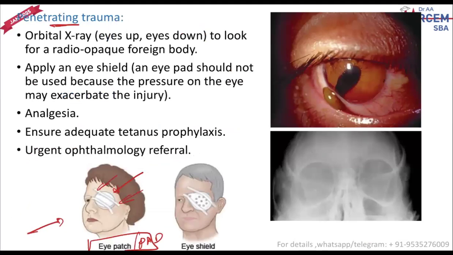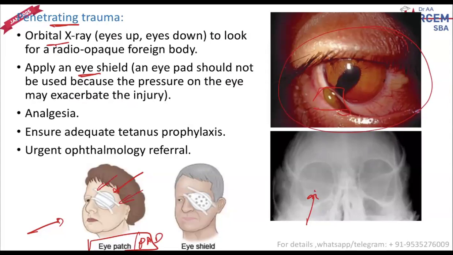Penetrating traumas. In high velocity penetrating traumas, sometimes if you get an X-ray done, you can see it, and usually it damages the iris and the iris might have herniated in this manner. Okay, this is a typical picture, tested multiple times in the exam. This is suggestive of a penetrating trauma. So an orbital X-ray might be required; if the foreign object is radio-opaque, you can pick it up.